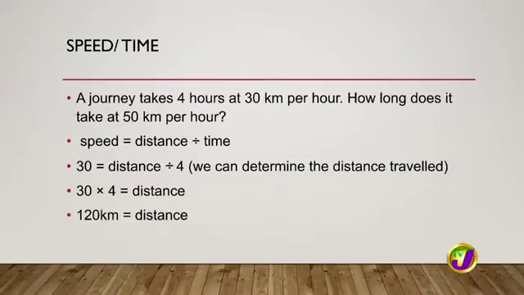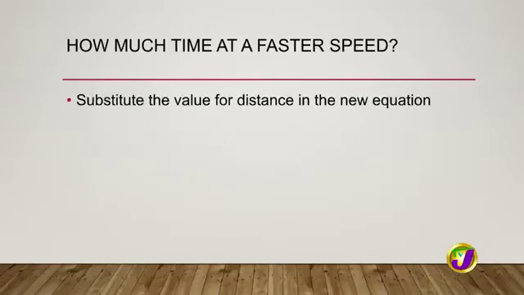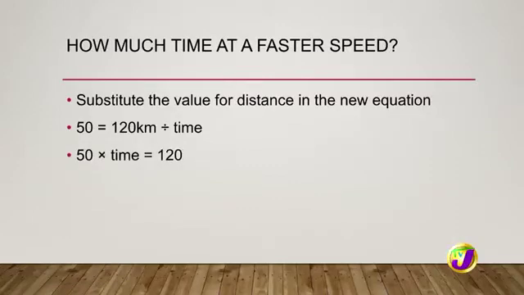Now, we're asked to find out what would be the time if the speed changed. Let's look at that. So we can now form a new equation because we now have a different speed, which is 50 kilometers per hour. We know the distance. We do not know the time. That's what we're trying to find out. So let us transpose for time.